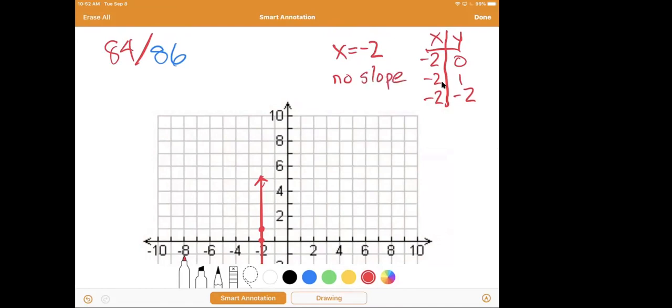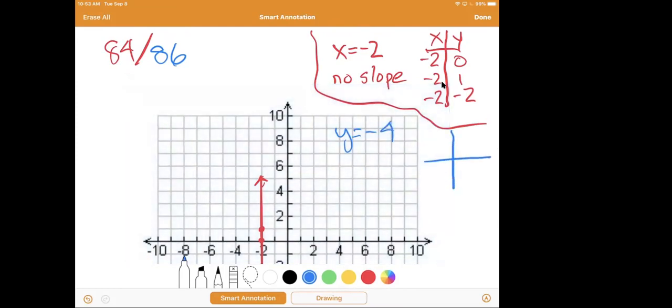When you have a vertical line, it has no slope. Okay? Now number 86 asks us to graph, hang on a second here, I'm going to close this off so that we can keep them separated. Number 86 is y equals -4.